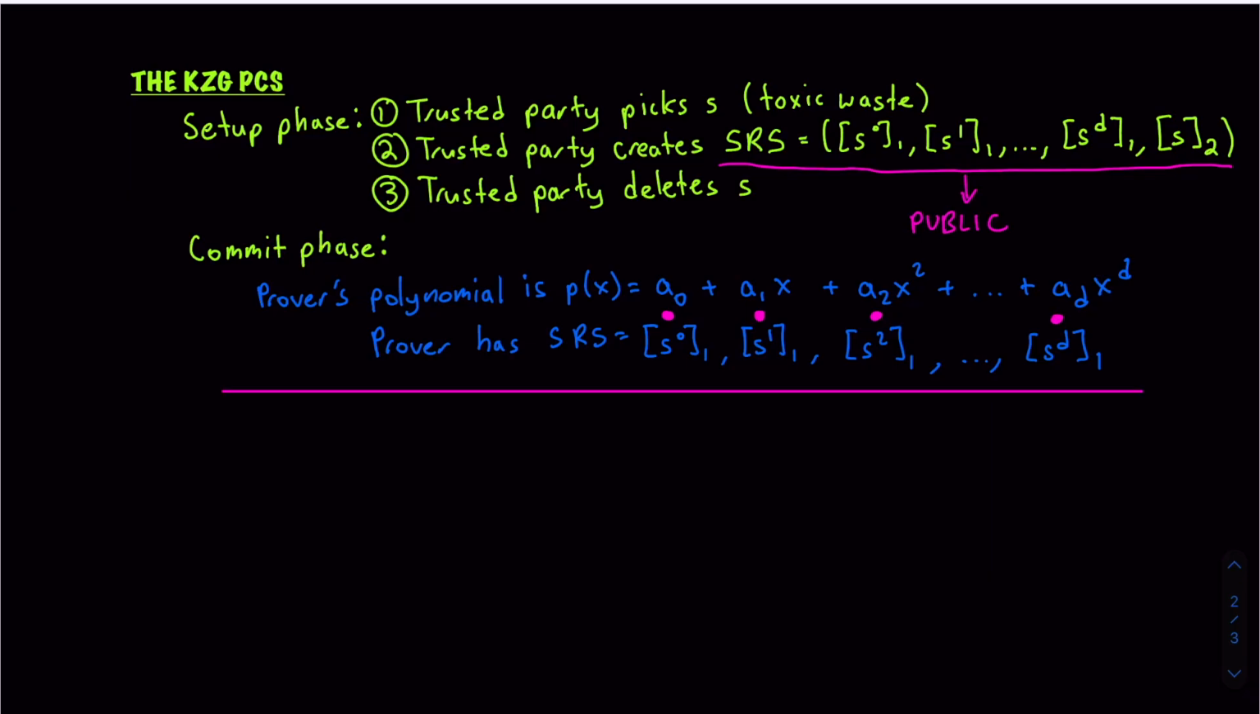So the final result will be a0 times s to the power 0 sub 1, plus a1 times s to the power 1 sub 1, plus a2 times s to the power 2 sub 1, plus, and so on, up to ad times s to the power d sub 1, which is an elliptic curve point in G1. Let's call this C. Pause for a moment and look at this. If we expand it using the definition of s to the power i sub 1 equals s to the power i times g, we get the following.